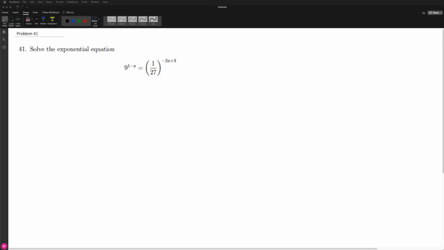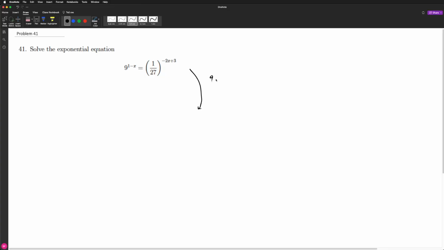Solve the exponential equation: 9 to the power 1 minus x equals 1 over 27 to the power negative 2x plus 3. Well, the first thing I notice is that both 9 and 1 over 27 are powers of a nice common base, 3. So let me start by rewriting the equation that way. That way we will have only one base in the equation, and that's going to make the expressions nicer. We won't have to use natural logarithm or a common logarithm.